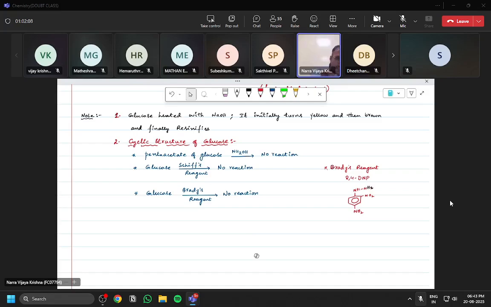The pentaacetate of glucose doesn't react with hydroxylamine, fails to give the Schiff's reagent test, fails to give the test with Brady's reagent, and fails to react with sodium bisulfite and ammonia. Glucose fails to react with ammonia and fails to show the reaction with sodium bisulfite. Right? In these two cases also, no reaction.